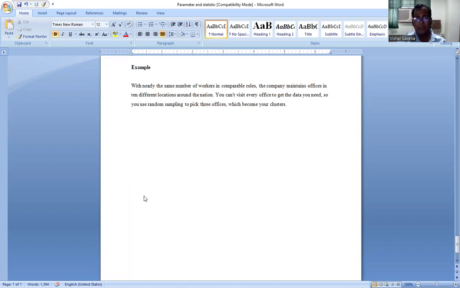Sampling and probabilistic sampling are an important part of the sampling process, and to analyze the population from the sample. So we have discussed these points today.